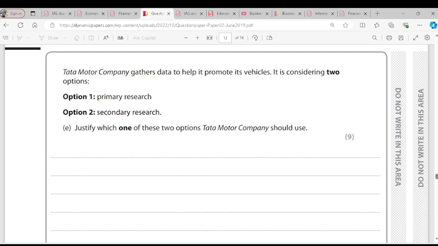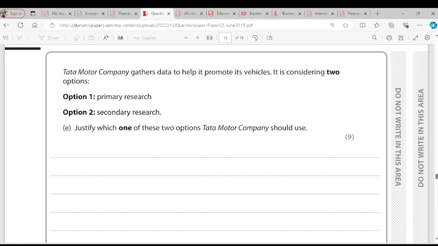So I start with primary research. I wrote, it allows information to be gathered directly from the people about the kind of cars they want and the amount they are prepared to pay. When you use primary research, it means you are gathering first-hand information. And when it is first-hand information, you can simply talk to the respondents, who are your customers, to know the amount they can afford when it comes to price and the kind of cars they want.